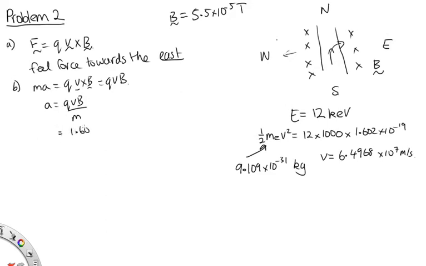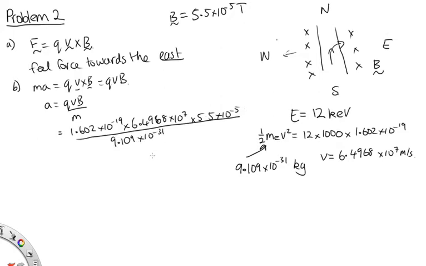Charge 1.602 times 10 to the minus 19. V is 6.4968 times 10 to the 7. B is 5.5 times 10 to the minus 5. And the mass of the electron is here, 9.109 times 10 to the minus 31.